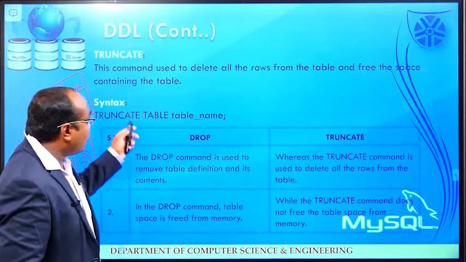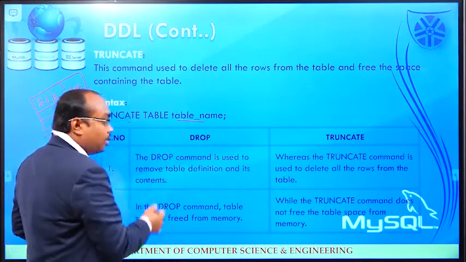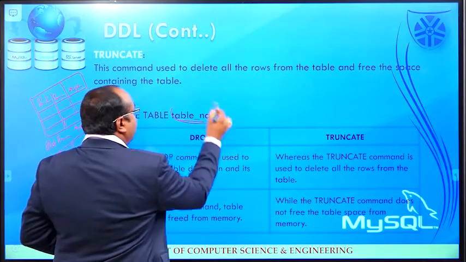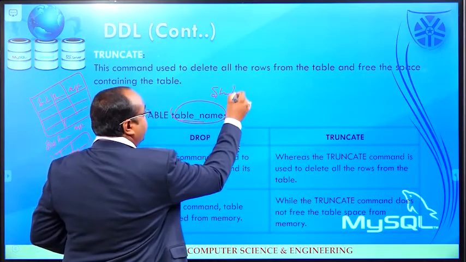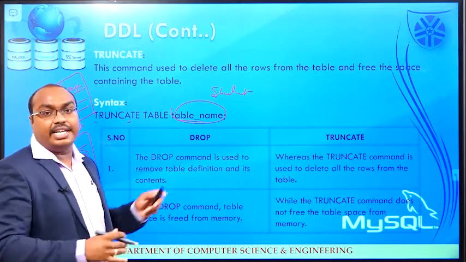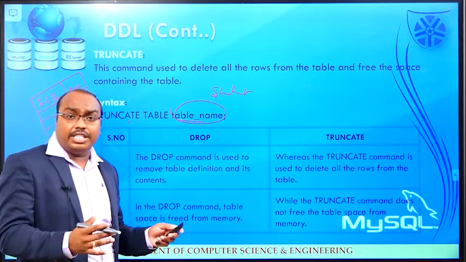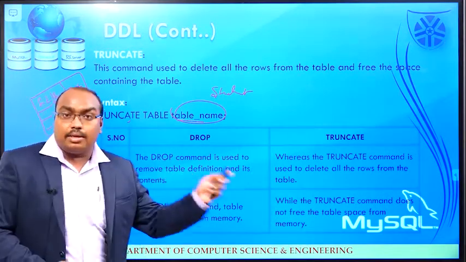So the syntax of the truncate command is TRUNCATE TABLE table_name. So what is my table? The table name is student. In this way we have to remove the content of the table. And the next one: what are the differences between the drop command and the truncate command?